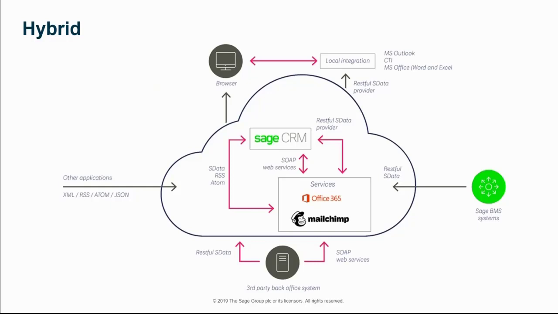CRM is tightly integrated with Sage 300, regardless of whether it is on-prem or on cloud. That creates the Sage BMS solution, allowing users to have a 360 view of the customer information and the ability to access the financial information within the Sage CRM screen.